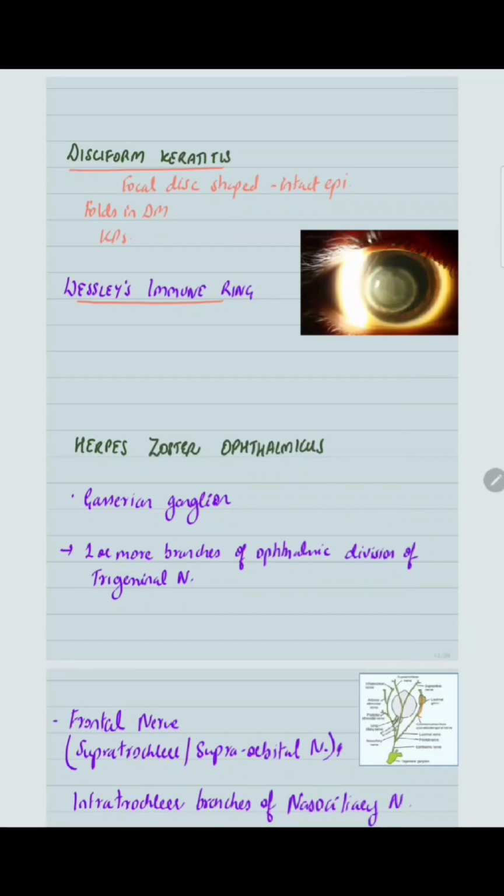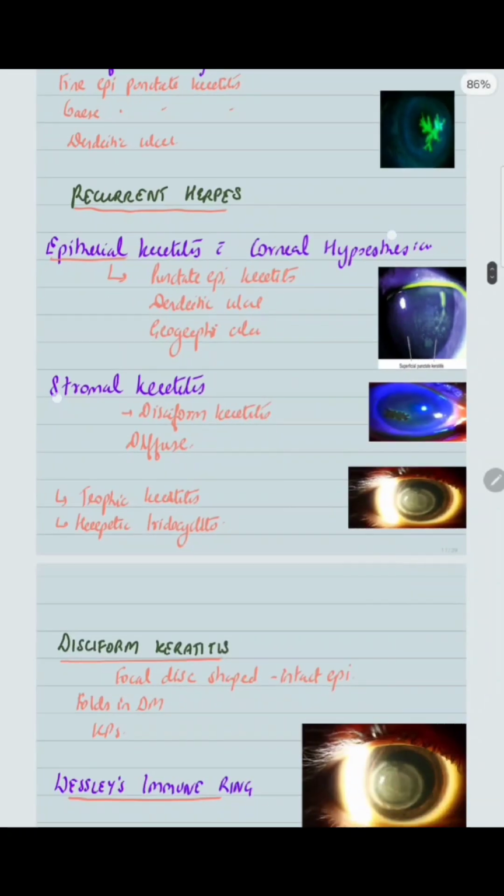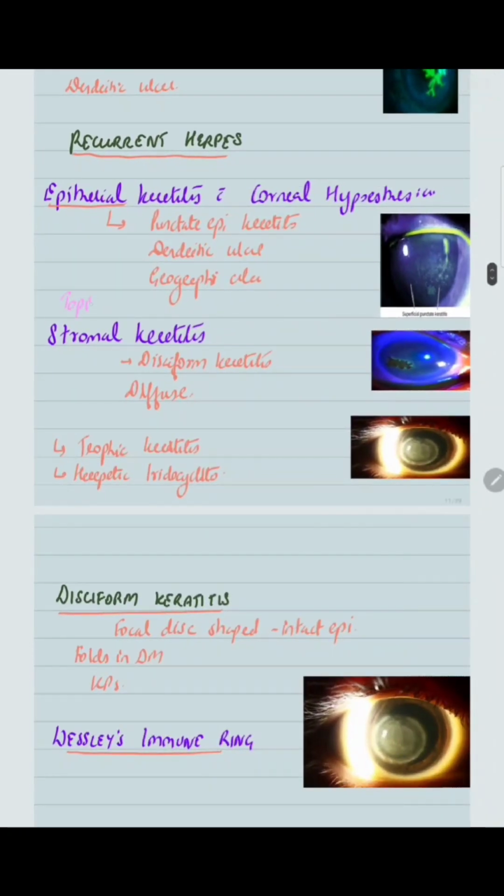Treatment in epithelial keratitis: we give a topical antiviral. Acyclovir is the drug of choice. Steroids shouldn't be given in epithelial keratitis; they are contraindicated. In stromal keratitis we give a topical antiviral plus a topical steroid.